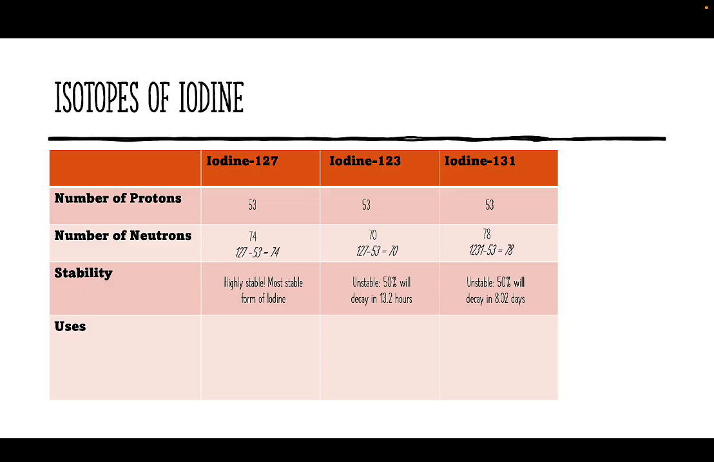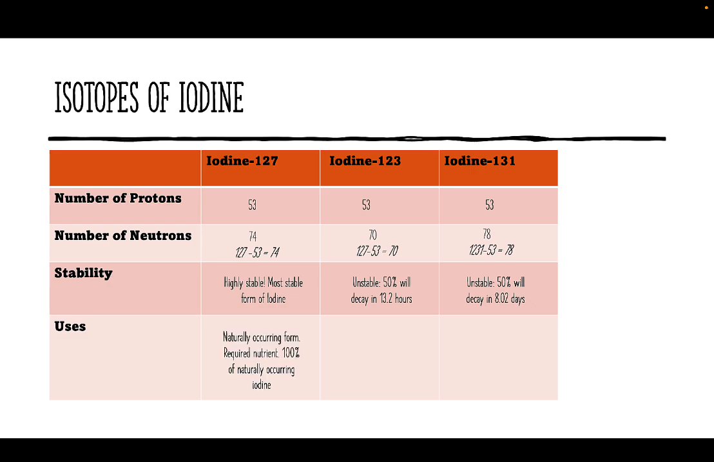Iodine 123, this is unstable, and if we have a pile of iodine 123, 50% of that will be decayed because it's breaking down, it's not stable, in 13.2 hours. We call that its half-life. Iodine 131, it's also unstable, and 50% will decay in 8.02 days. So it's not decaying as fast as iodine 123, but still will break down pretty quickly.